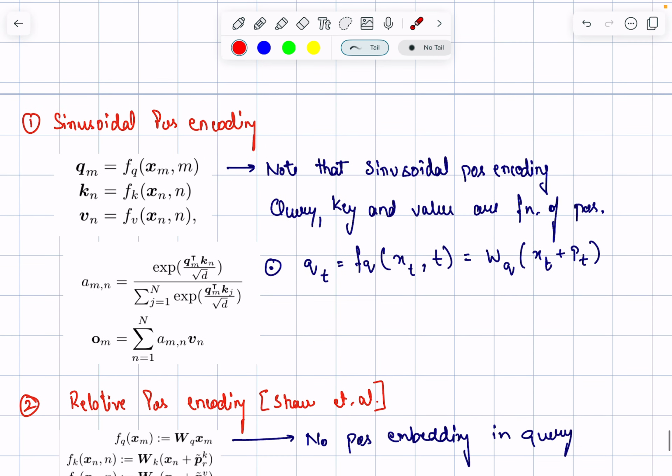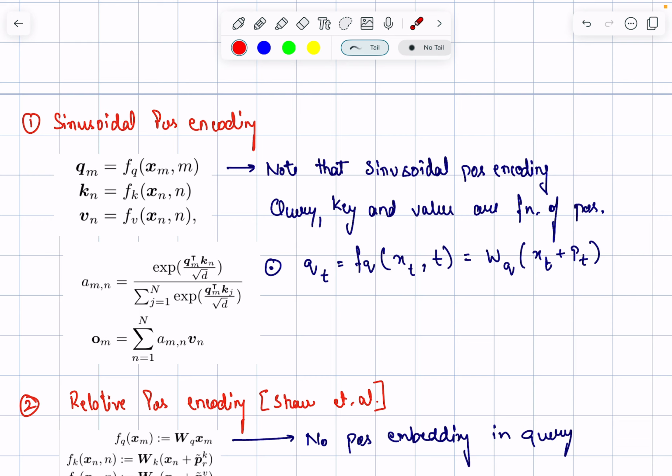Okay. So we know, let's formulate the sinusoidal positional embedding, which is the absolute positional embedding, in a different format. So what do we want? We want that we have qm, that means a query at mth position, token k at nth position and value at nth position, given by functions fq, fk and fv respectively. Fq is a function of the token at mth position and the mth position itself, right?